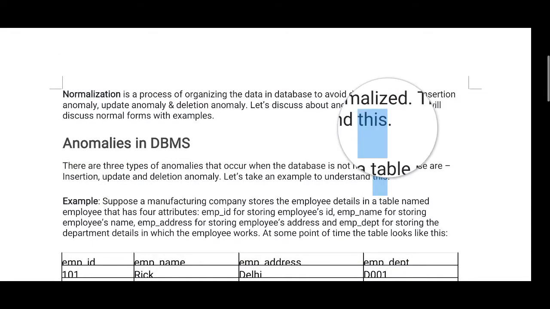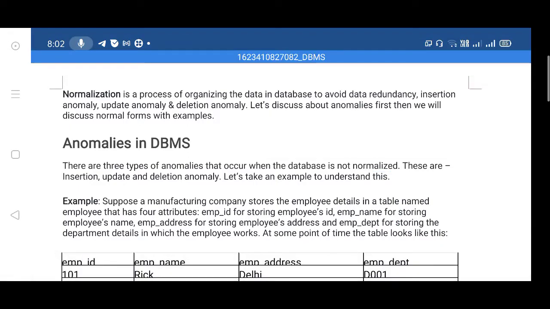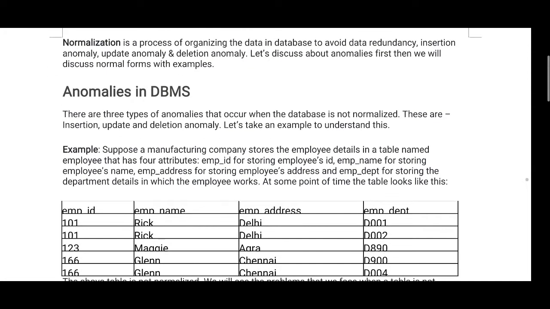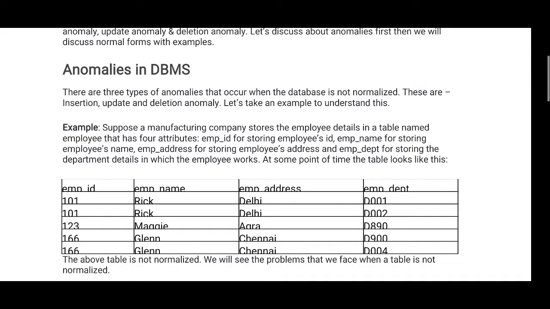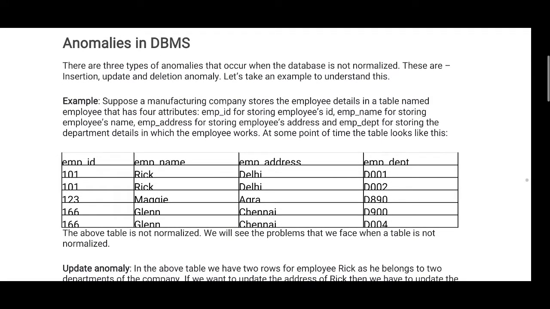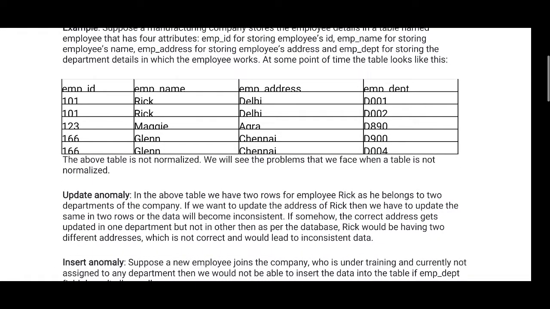Now the topic is normalization. Here normalization is the process of organizing the data in the database to avoid the redundancy. What does redundancy mean? To reduce the duplicates. Before going to normalization, we want to know about the anomalies. We have three anomalies: updation anomaly, deletion anomaly, and insertion anomaly.